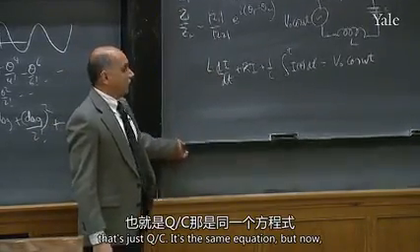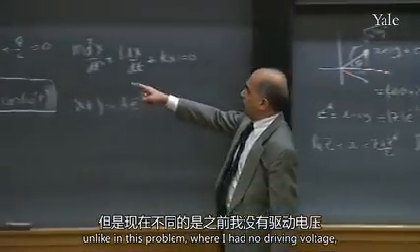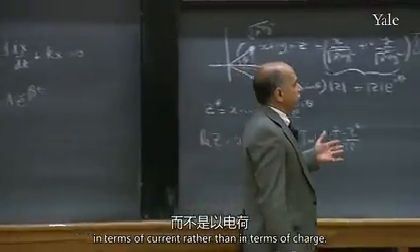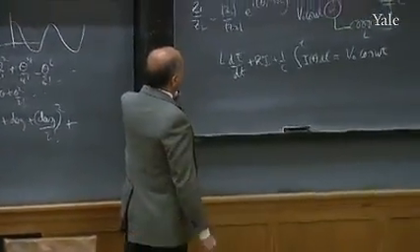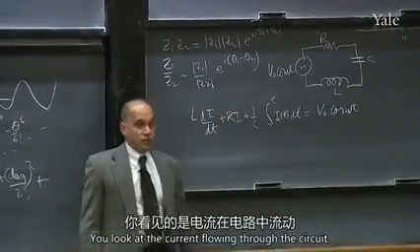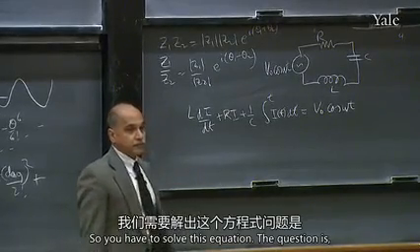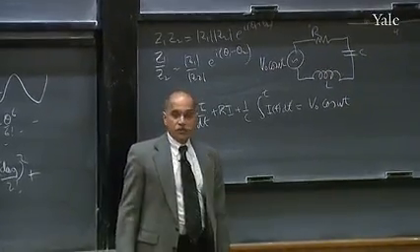It's the same equation, but now, unlike in the previous problem, where I had no driving voltage, I have a driving voltage. And I've also written it in terms of current rather than in terms of charge. Because in electrical engineering, you don't really watch the charge on the capacitor. You look at the current flowing through the circuit. So you have to solve this equation. The question is, can you guess the answer? That's the only way we know.